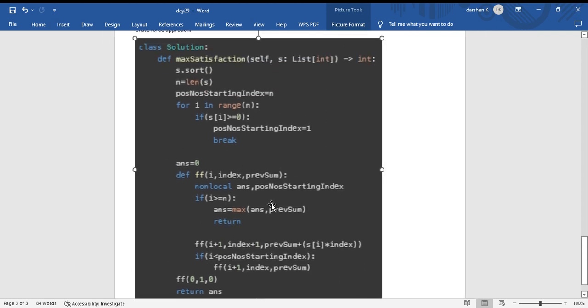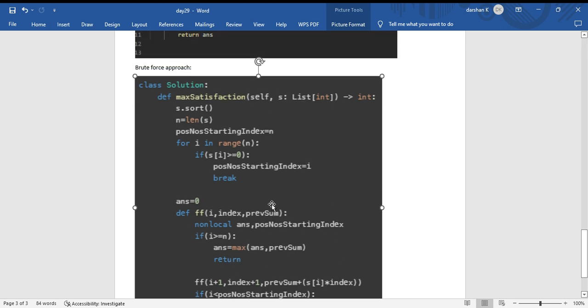I will give the solution in the comments also. You can just explore how it's happening. If you are preparing for an interview, these things are very important. You should not jump to the optimal solution, right?